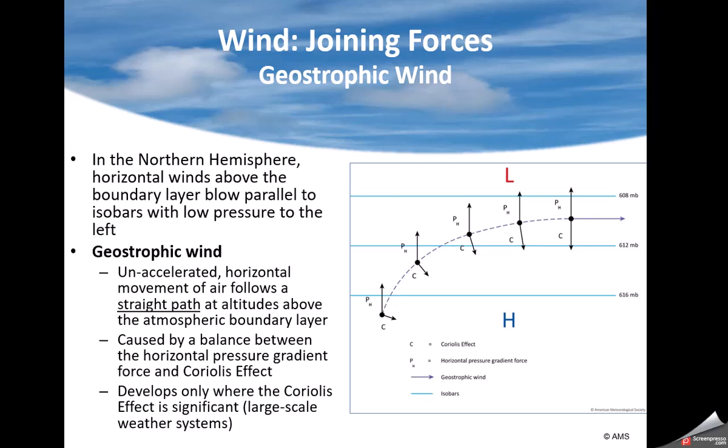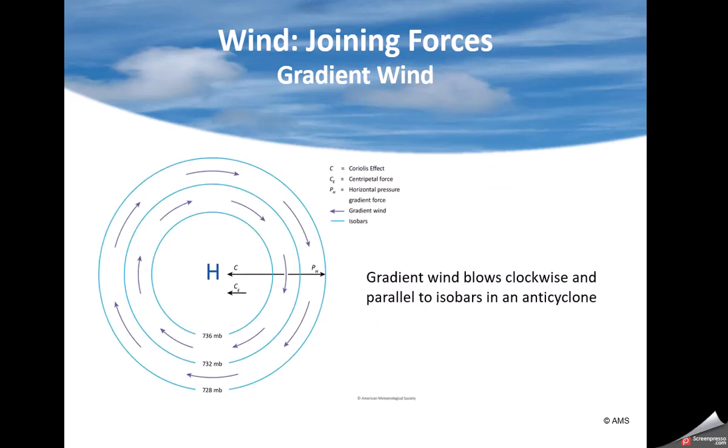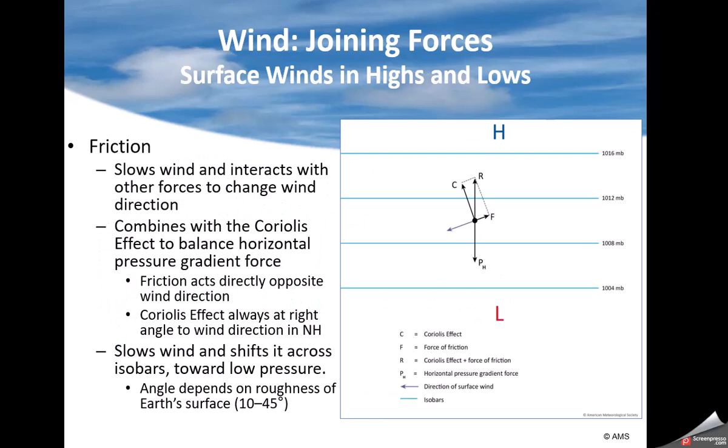In other words, here you can see the 608 and the 612. It's just moving parallel to those isobars. Typically occurs in the upper part of the atmosphere. We'll look at it here in a little bit. Here is the gradient wind now. The gradient wind has centripetal force. It goes in a curved motion around highs or around lows. So you see the curve is an imbalance of forces, but it causes a curvature around highs and lows.